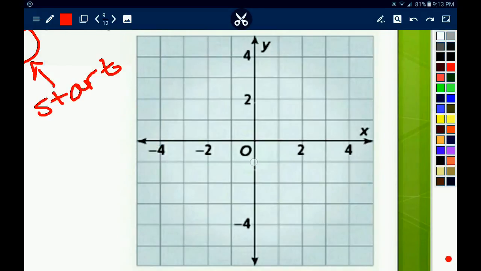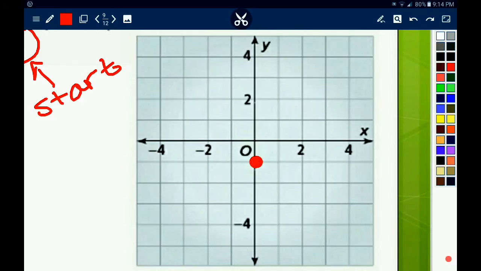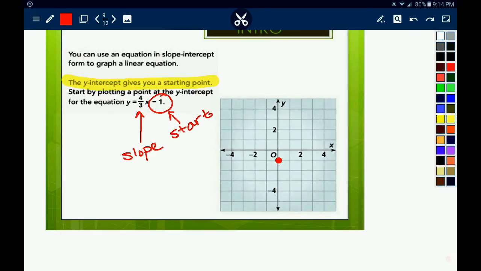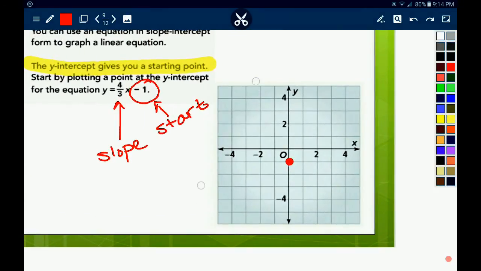Okay, so here is -1. Whoop, a little too big. Let's get a different pen. There we go. There's -1. And now that we have an initial point, we can start using the slope. Okay, now our slope here is 4/3.